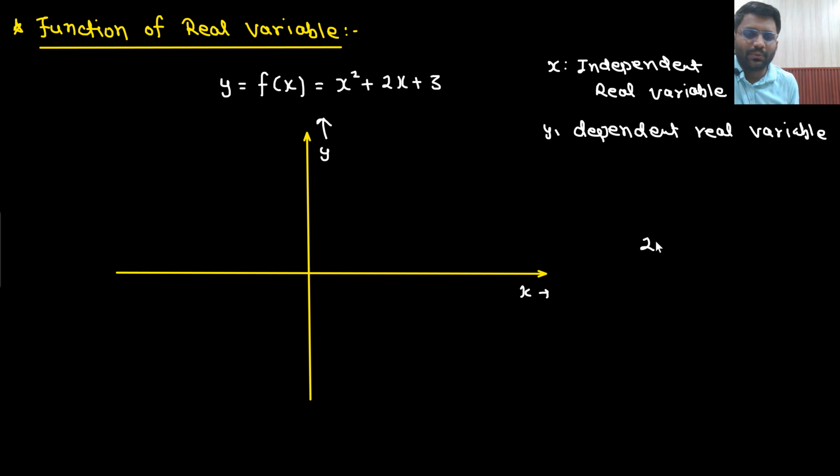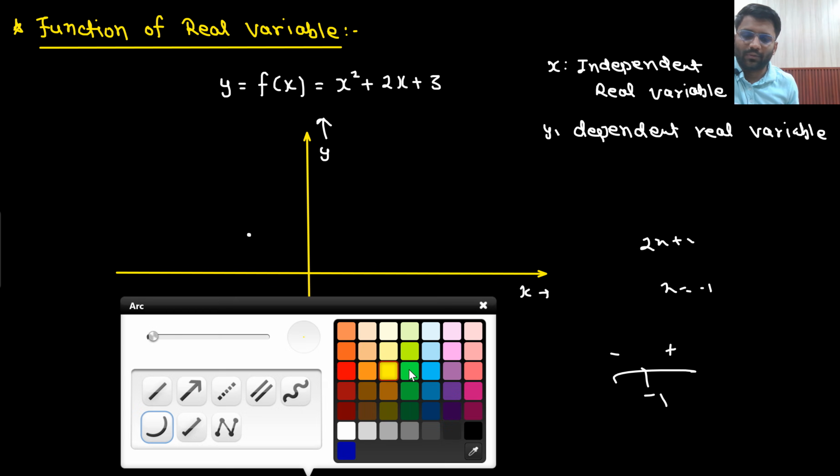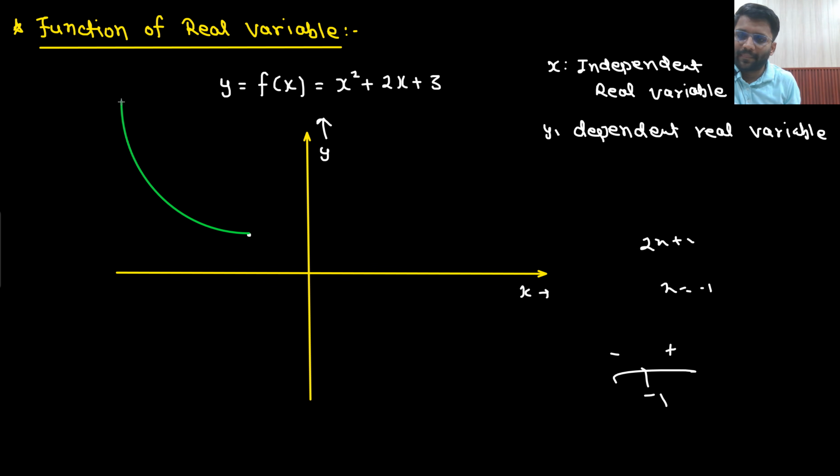I can see 2x plus 2 equals 0, x equals minus 1. At x equals minus 1, what will we get? At x equals minus 1, we will get minima only. Okay, and then at minus 1, what will be the value? At minus 1, the value will be 2. So the graph will go somewhat like this. This is how the graph will go, from infinity to infinity only.